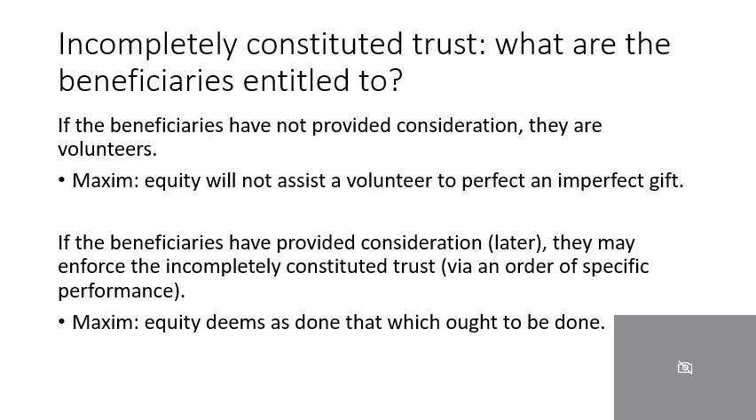The maxim is, equity deems as done that which ought to be done. So if they've provided consideration, then equity deems as done that which ought to be done, which is the settlor promising to transfer the house to the trust, and therefore an order of specific performance will be granted to achieve that promise.